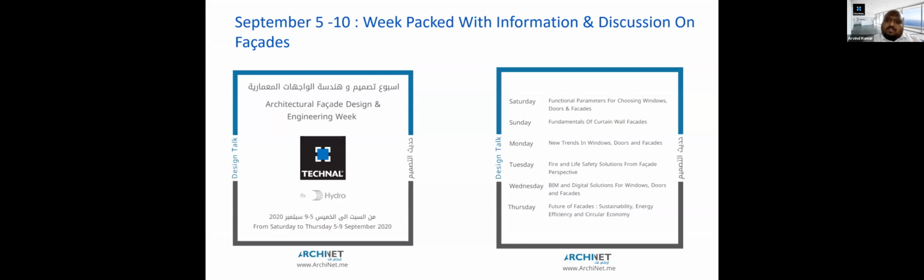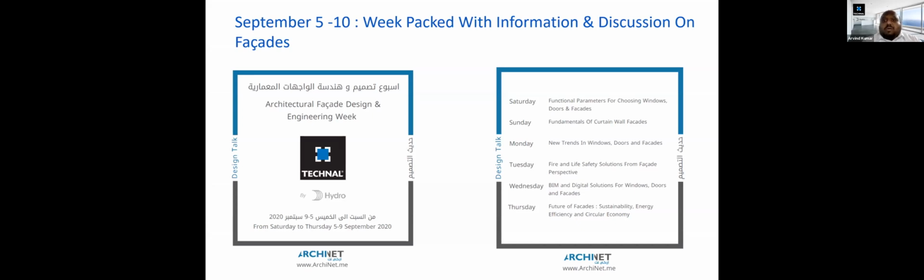So yesterday we talked about the very basic parameters for choosing windows, doors, and facades. And today we will go a little bit into the basics of what a curtain wall facade is, what are the different types of curtain wall facade. Tomorrow is going to be a very interesting session. My colleague Khalid is going to talk about the new upcoming trends in windows, doors, and facades. And this is actually going to blow your mind away. This presentation will be in Arabic. So feel free to join in and come in with your questions and get prepared to be wowed.